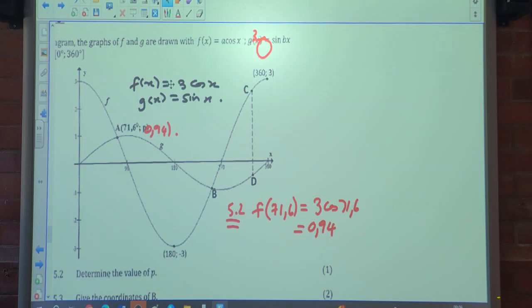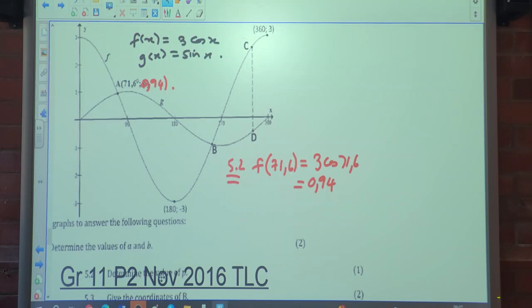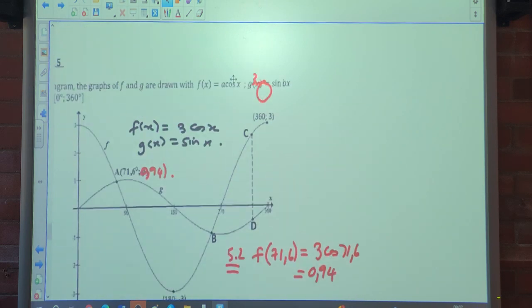So we have two graphs. You got f, which is 3 cos x, and g, which is sin x. The first question was probably to calculate p. Yes, it did. So we got the values of a and b. Okay, so a was 3 and b was 1.